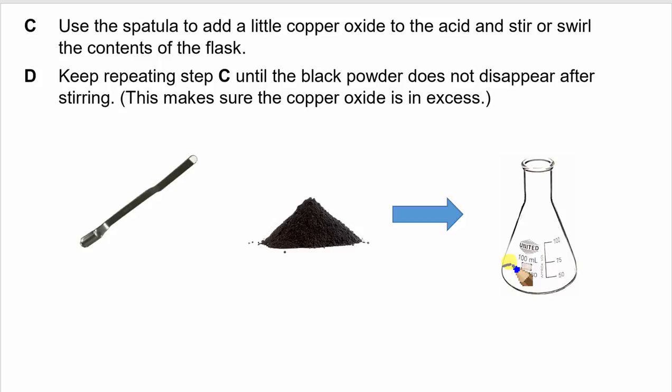Okay, so the next step, once our sulfuric acid has been warmed up, is to add copper oxide. And obviously copper oxide, as we've learned previously, is a base, and bases are insoluble in water, and this solution here is made up mainly of water. So the copper oxide can't dissolve in the water, but what it can do is react with the sulfuric acid.